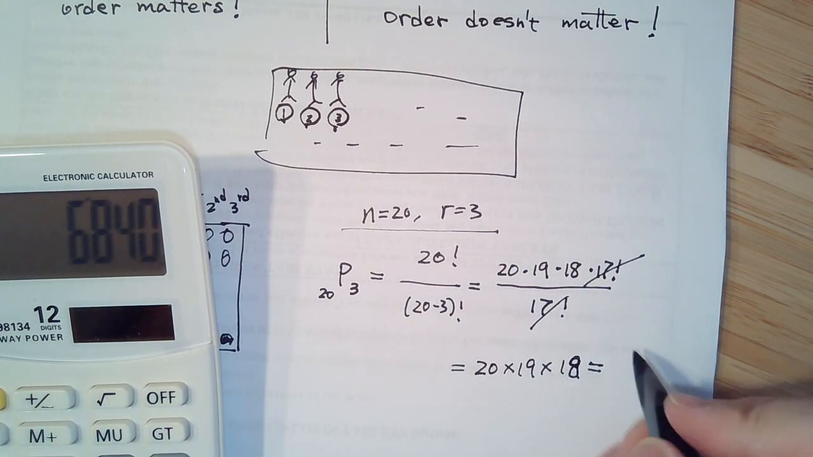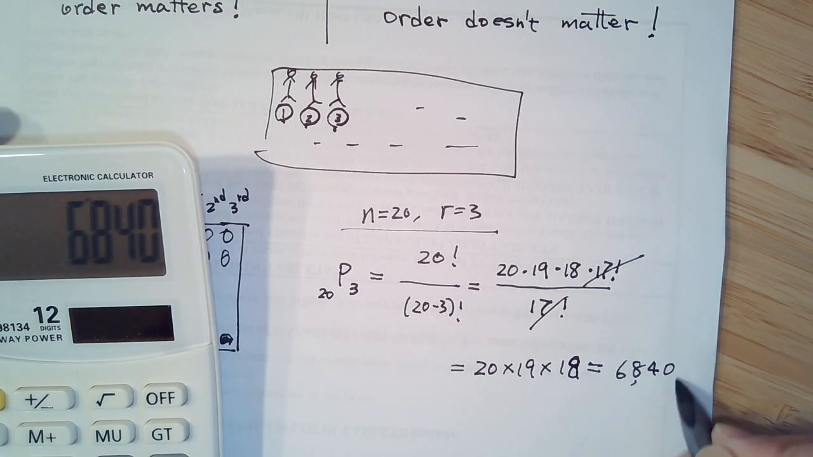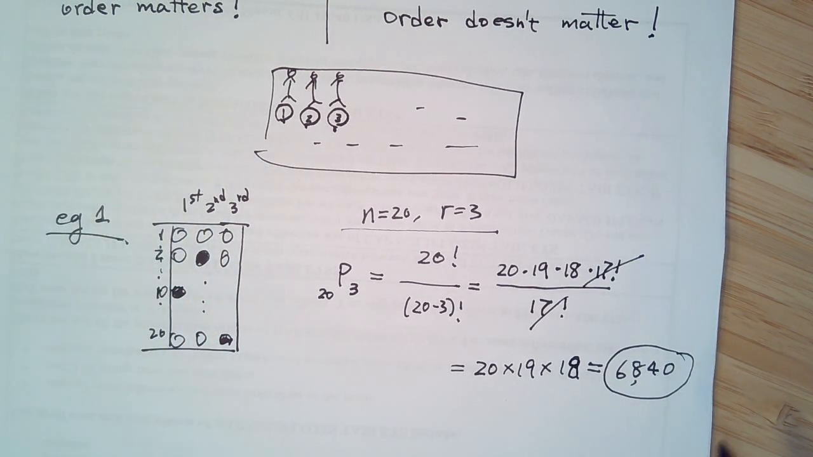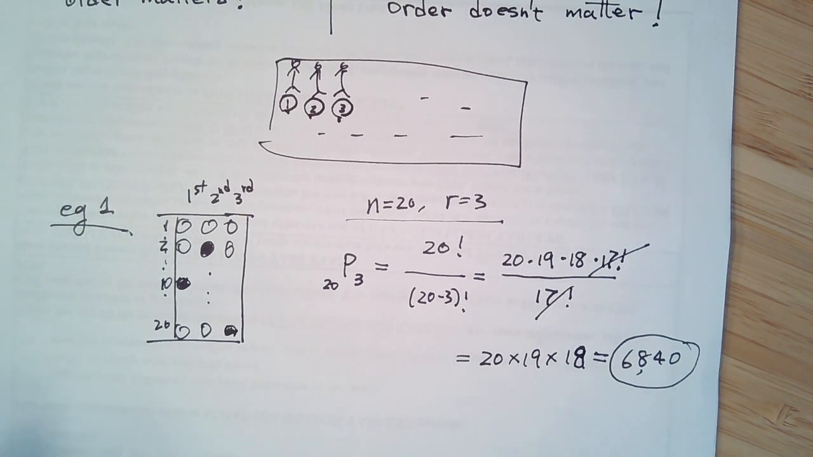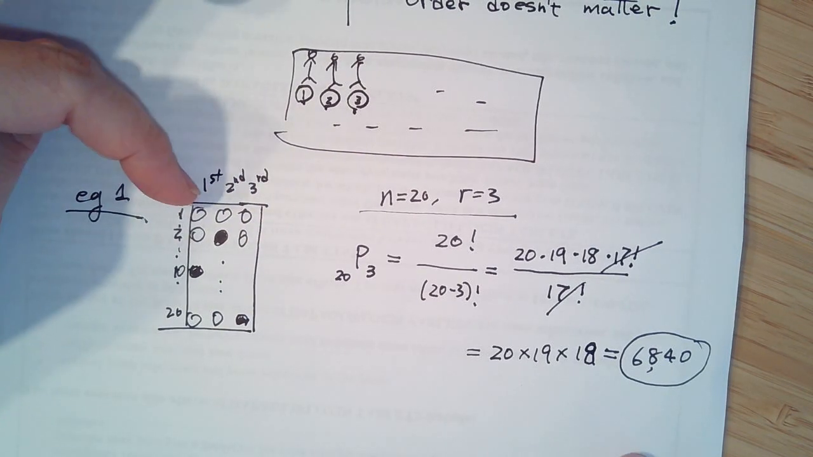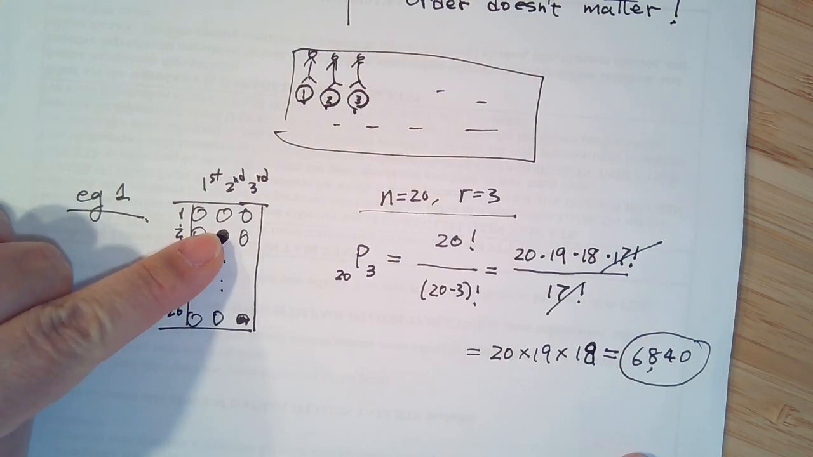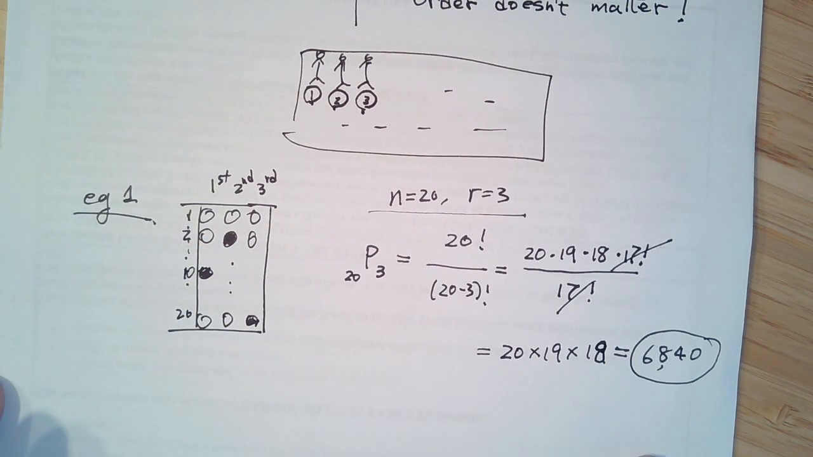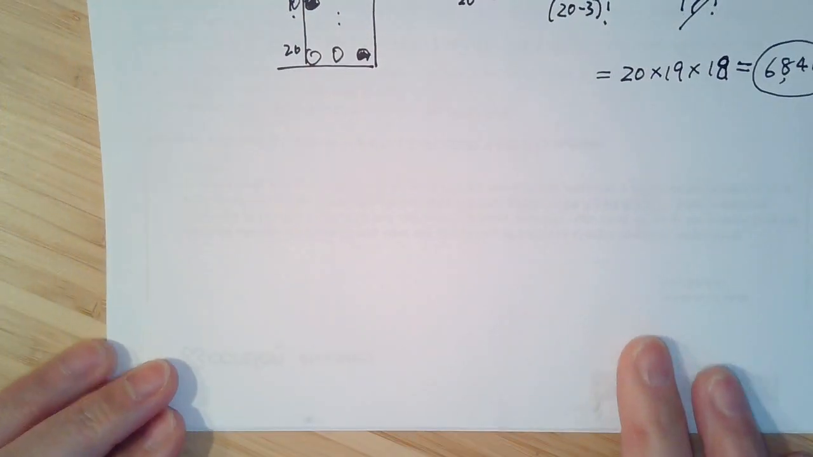So the answer is 6840, which means if you want to buy all the possible outcomes, you're going to buy this many tickets. Okay, now this is the situation when order matters, because you're going to choose which one is the first, which one is the second, which one is the third, right? What about the lottery ticket?